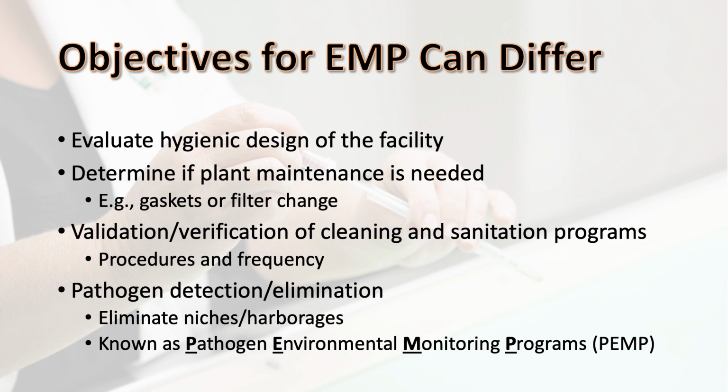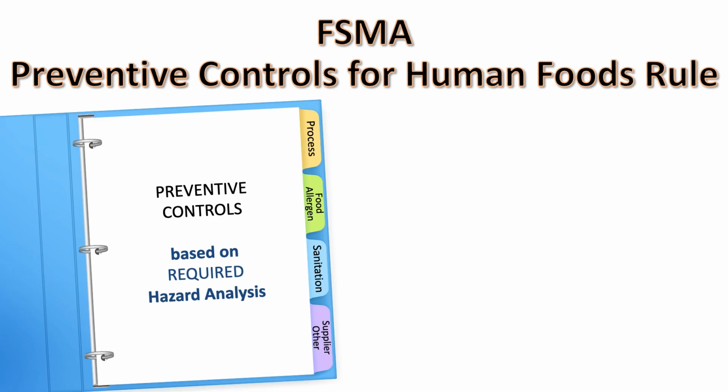Pathogen detection or elimination is focused on identifying potential pathogen niches and working to prevent pathogens from establishing in the facility. These are known as Pathogen Environmental Monitoring Programs, or PEMPs. Pathogen Environmental Monitoring Programs are covered in the Food Safety Modernization Act, or FSMA, Preventive Controls for Human Foods Rule. The rule requires that you establish a food safety plan.